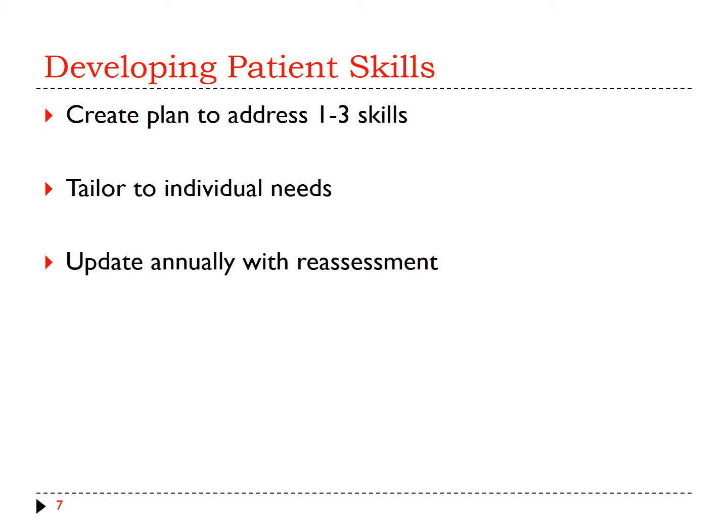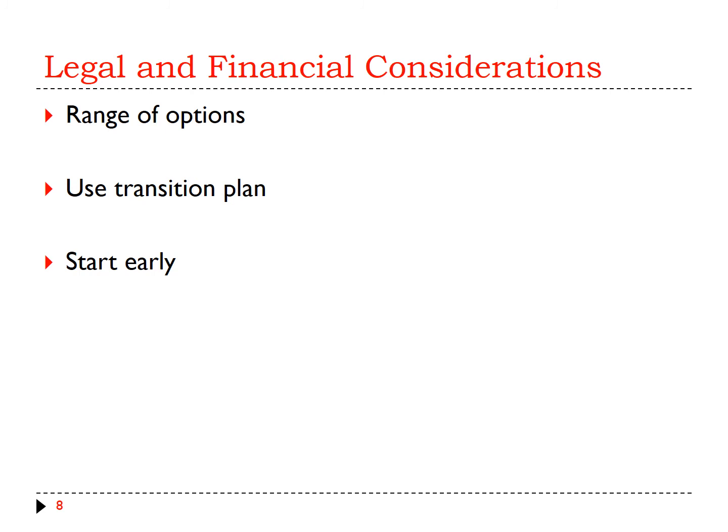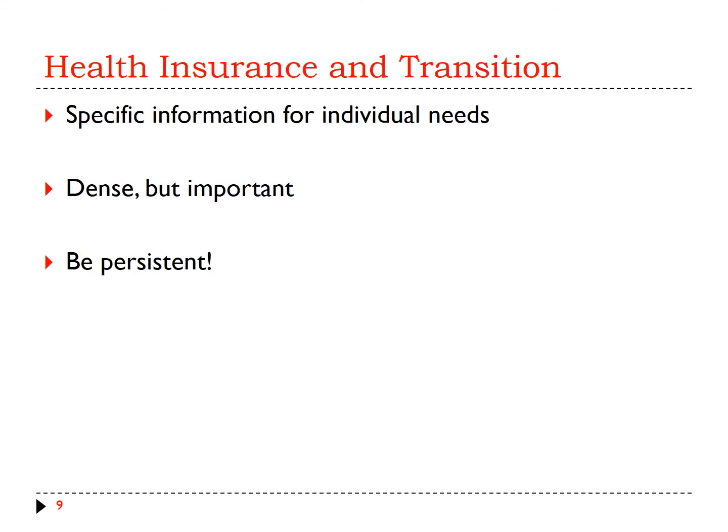Module 5 discussed using assessment results to create a transition plan. Module 6 identified legal and financial considerations during transition, including guardianship, vocational rehab, and Social Security. Module 7 presented information and tools for patients to maintain continuous coverage during transition.